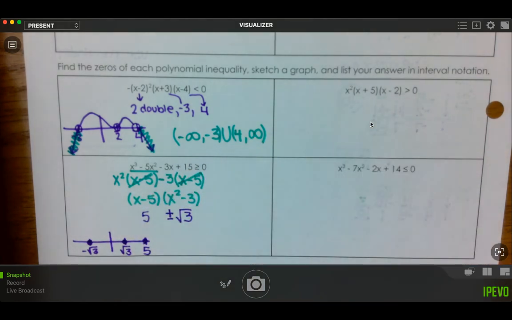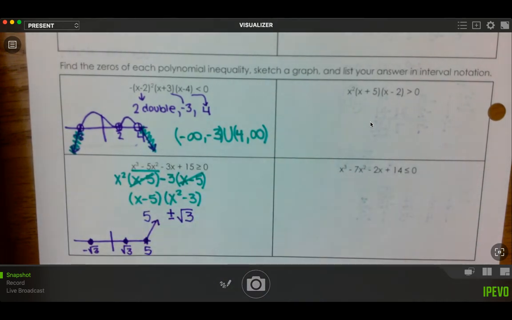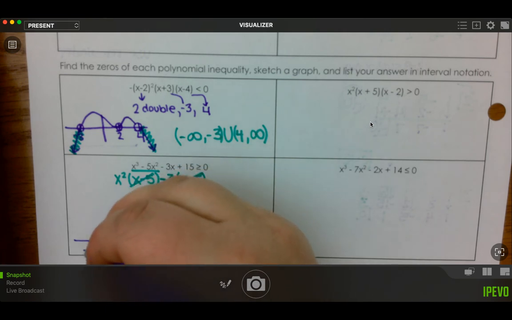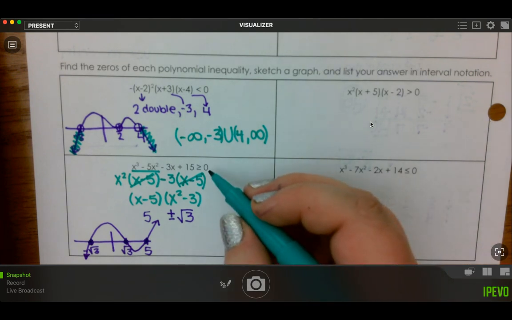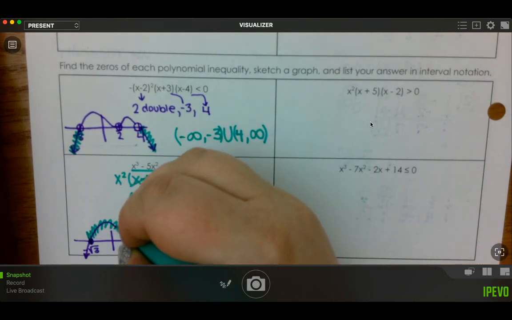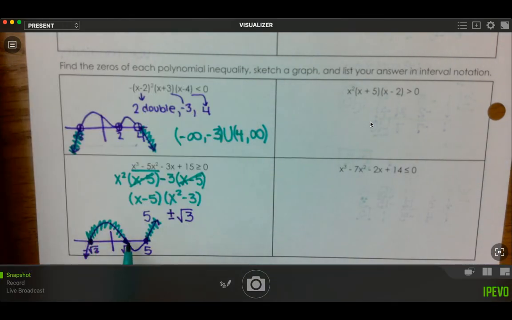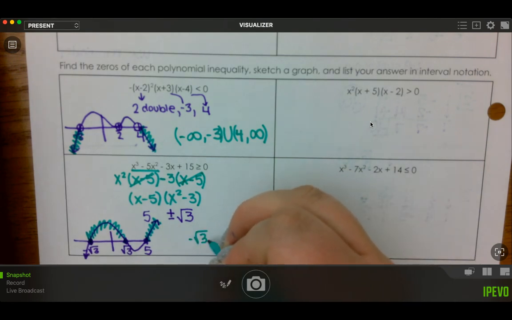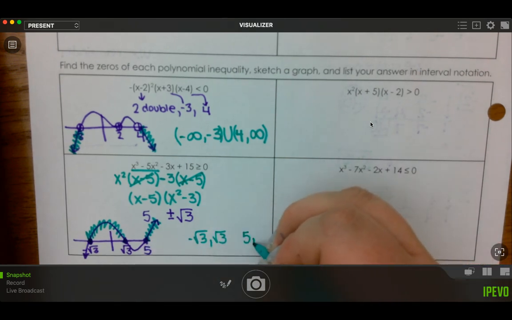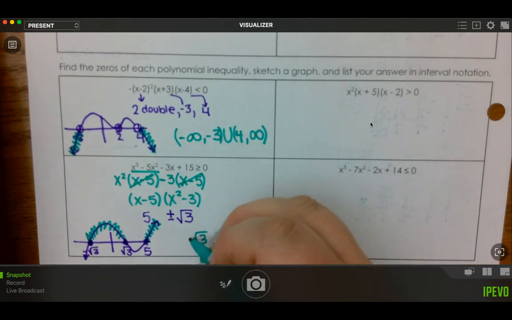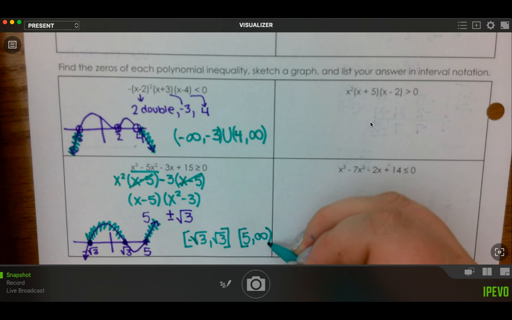It's got the little line. There's no negative out here in front, so the right side is going to go up. And none of these are doubles, so it goes all the way through. Since this one does say greater than, I want the parts that go above, which is here and here. From negative square root of 3 to the square root of 3, and from 5 and beyond, which is infinity. Since these are closed circles, I use a bracket wherever I had a closed circle, which is on everything except for the infinity.